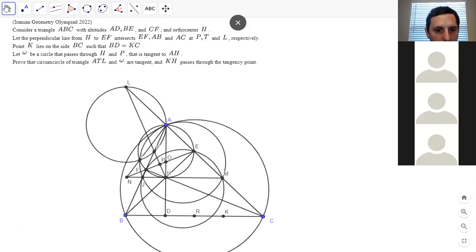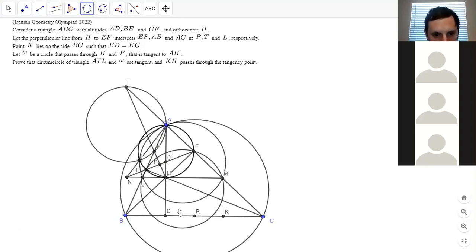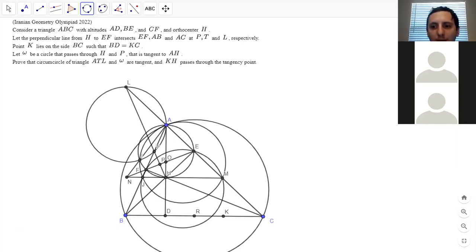But we really need to prove that AIDK is cyclic. Yeah, because if IHK were collinear, then angle KIA would be 90 degrees, which is the same as angle KDA. Interesting. Okay, so we want to show that AIKD is cyclic.